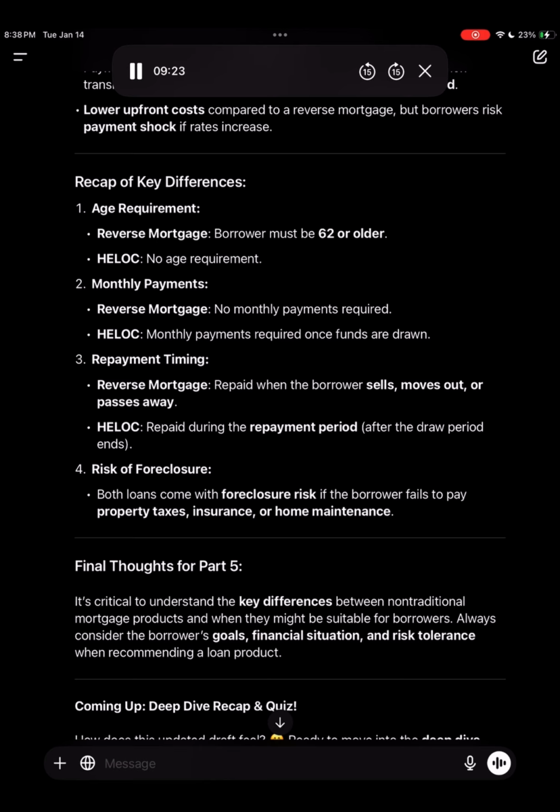Final thoughts for Part 5. It's critical to understand the key differences between non-traditional mortgage products and when they might be suitable for borrowers. Always consider the borrower's goals, financial situation, and risk tolerance when recommending a loan product. Coming up, deep dive recap and quiz.